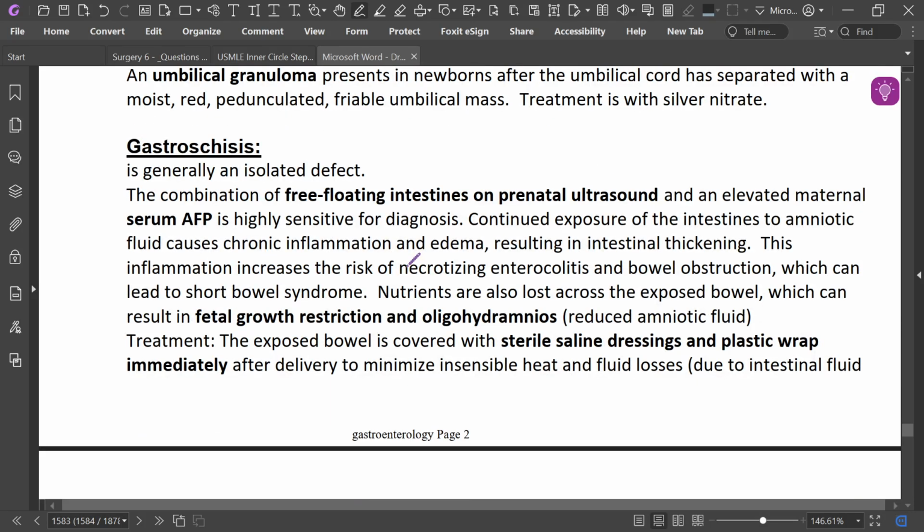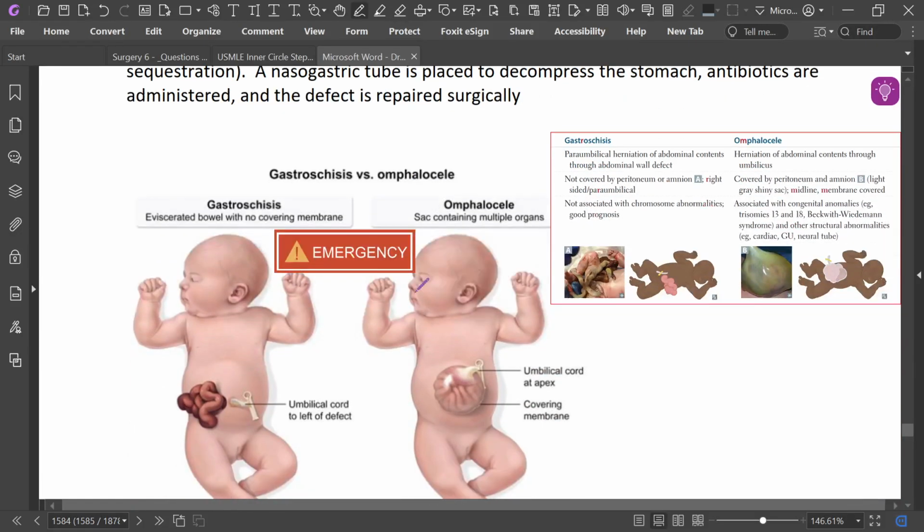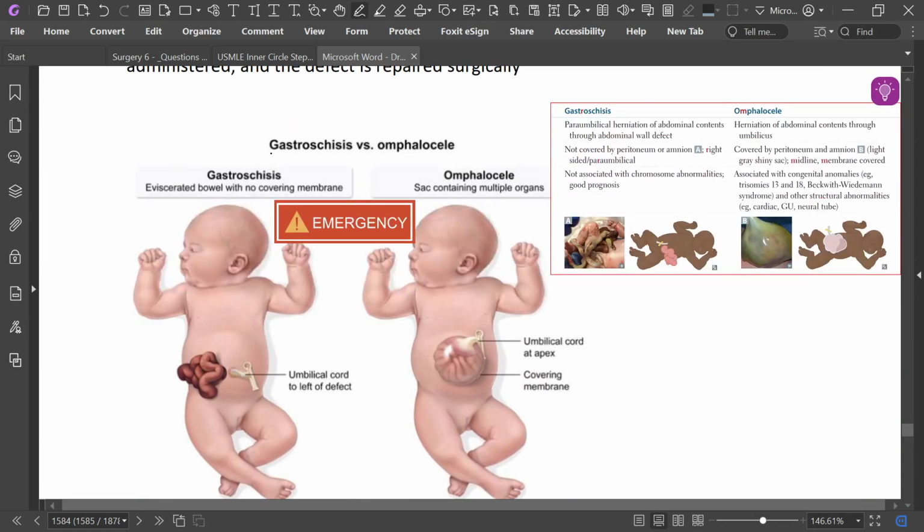This is gastroschisis and omphalocele. Before jumping into those things, look at this picture first. Evisceration of the bowel with no covering, lateral to the umbilical cord, to the right of the defect. And this one has the umbilical cord at the apex, a covering membrane, and a sac containing multiple organs.